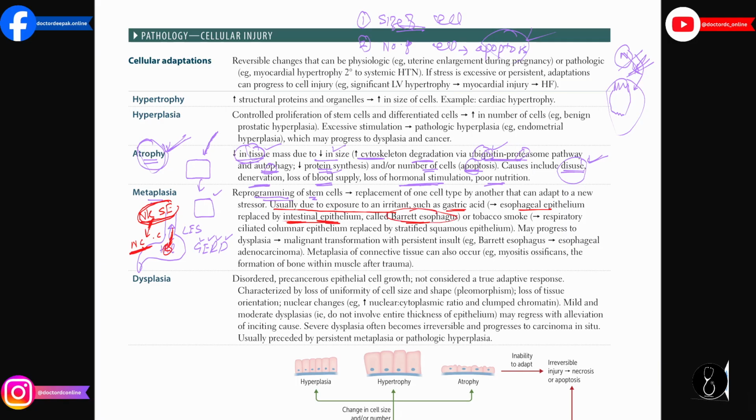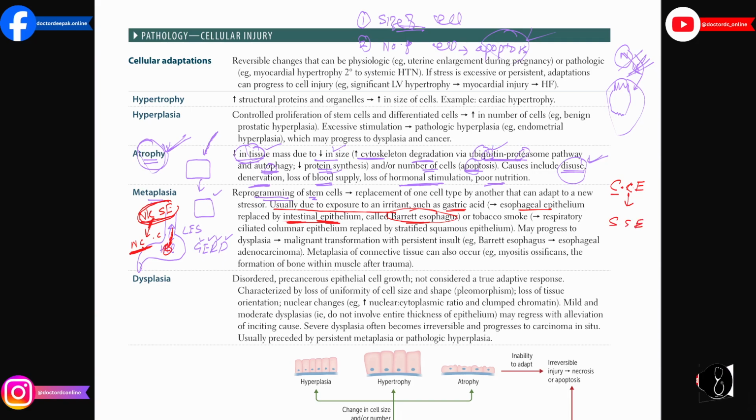The same can happen in the respiratory tree. In tobacco smokers, there are certain kinds of toxins and chemicals, and those toxins and chemicals go into the respiratory epithelium. Normally the respiratory epithelium is ciliated columnar epithelium. But if you are smoking, from the tobacco exposure this ciliated columnar epithelium is going to be replaced with stratified squamous epithelium.